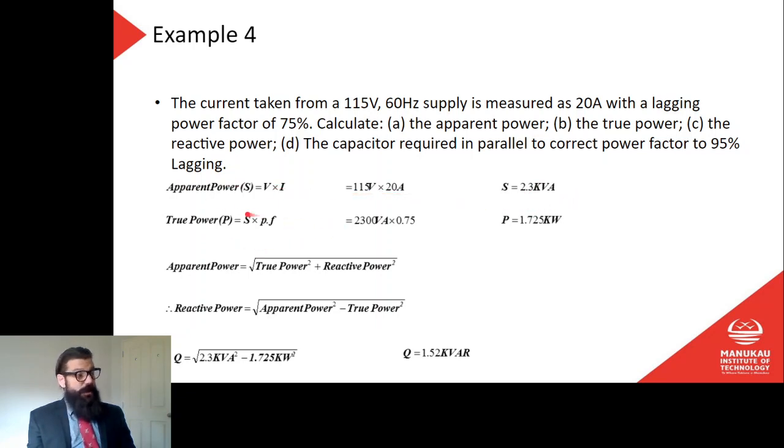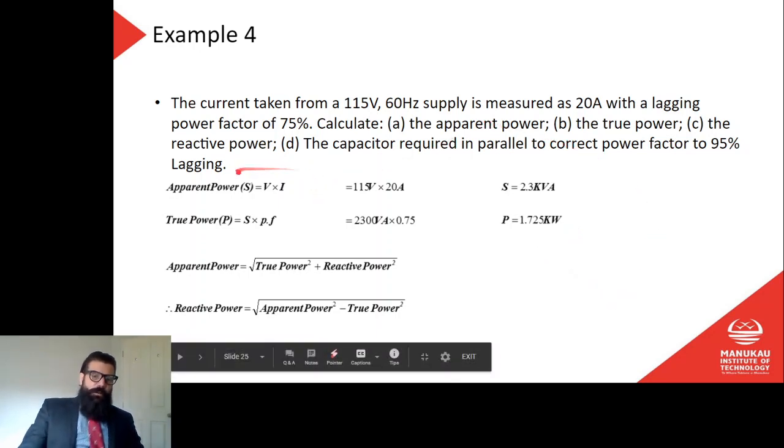My true power then is easy to work out because power factor is a ratio of apparent power and true power. So I just reverse that formula to make it about true power. So P equals S times power factor. S is 2,300 times 0.75. My true power is then 1.725 kilowatts.